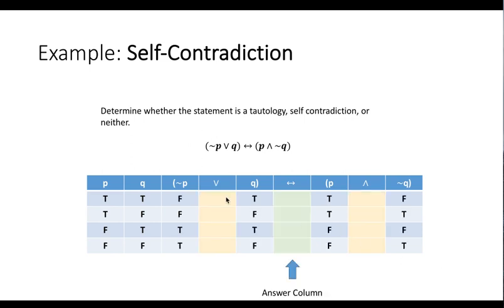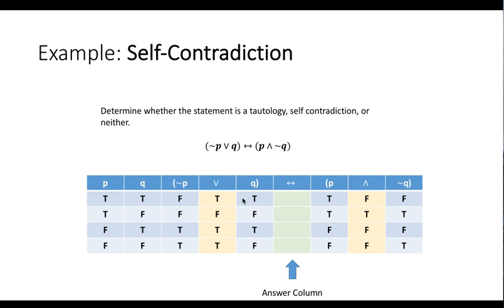So the first thing I did is fill in inside the parentheses. So I filled in the not P column, the Q column, the P, and the not Q column. Now, what's highlighted in this light orange is I'm going to combine the not P and the Q columns with the or statement. And I'm going to combine the P and the not Q statement with the and statement. So I'm going to fill in these light orange columns first.